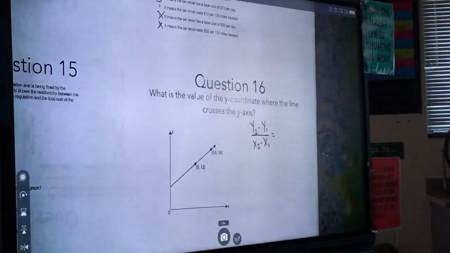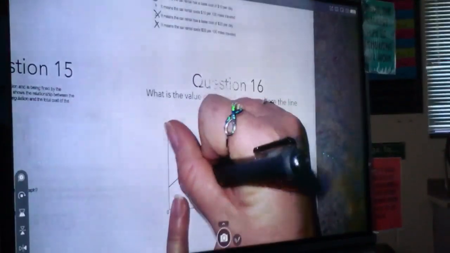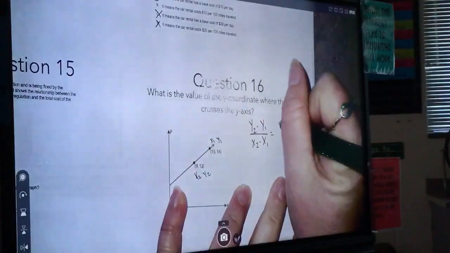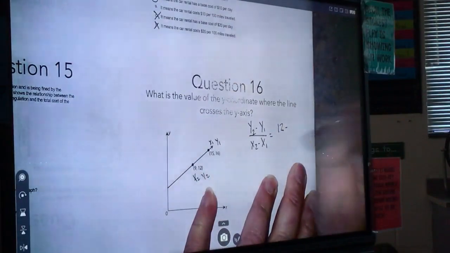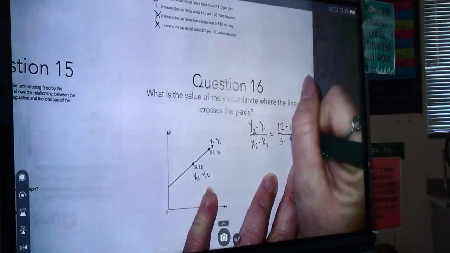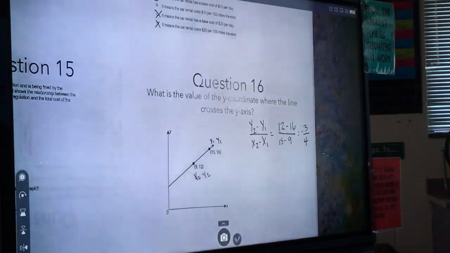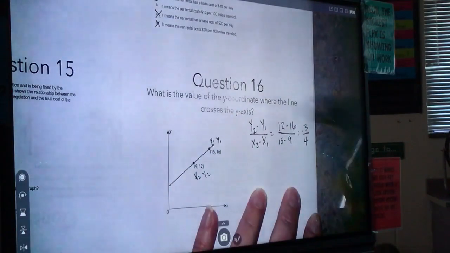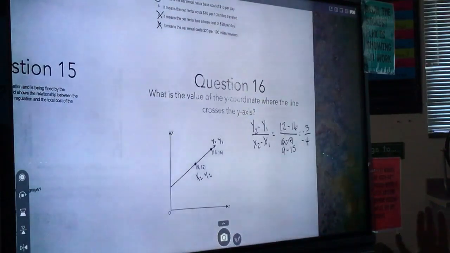I got 2. What'd you get? So if you plug this in, this is going to be my x1, my y1. This is going to be my x2, my y2. Oh, I did it backwards. It's okay, and you'll see. So when you do, what's this? 12 minus 16, and then this becomes 15 minus 9. This becomes -3/4. Wait, isn't it 9 minus 15? Yeah, because you did x1. Oh, sorry. Which becomes a positive 3/4.